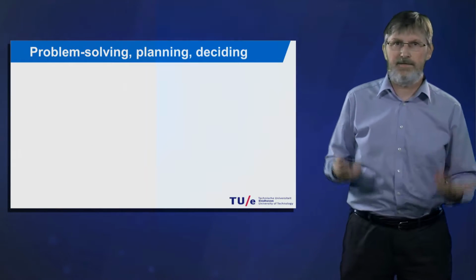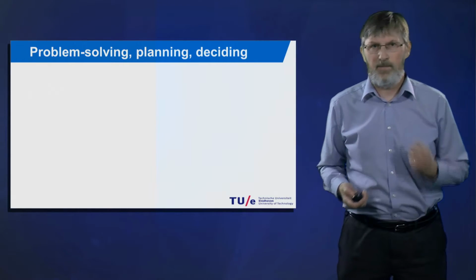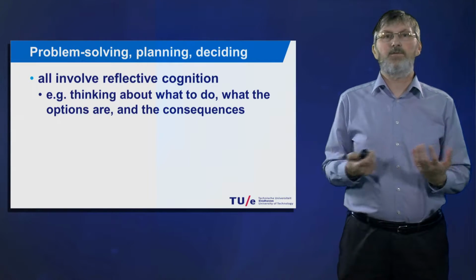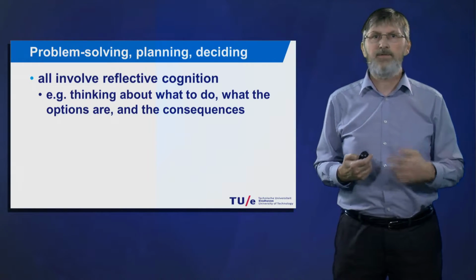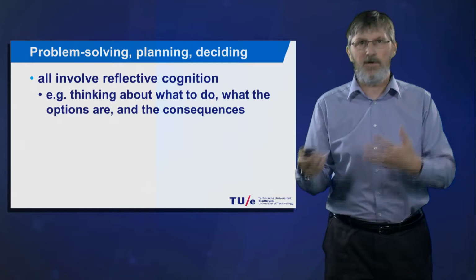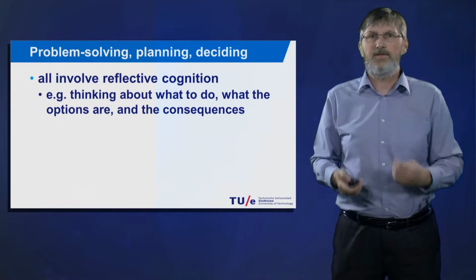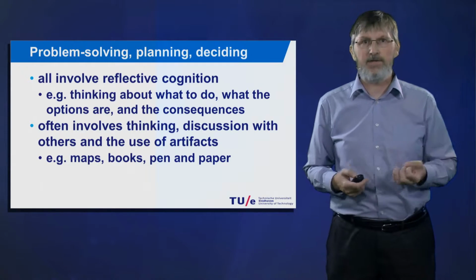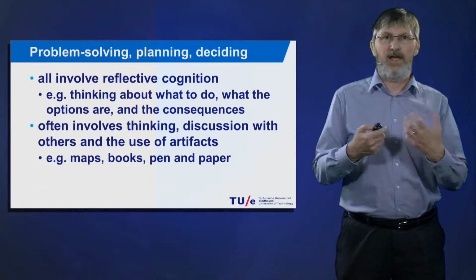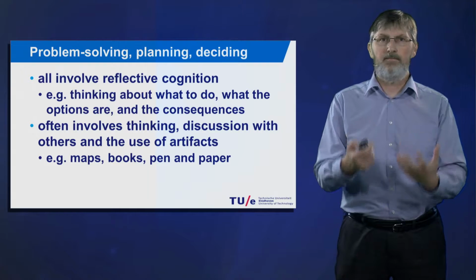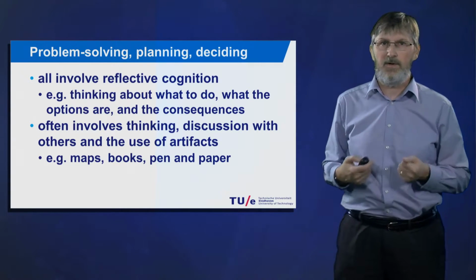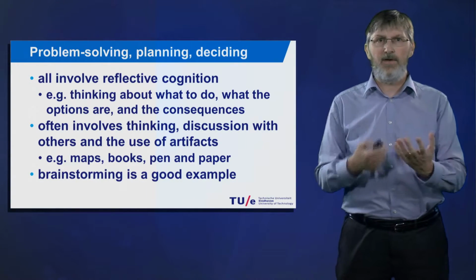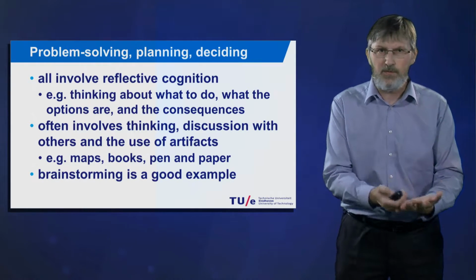Problem solving, planning, deciding, decision-making is a more complex area, which involves what we call reflective cognition. We have to think about what to do. We have to consider our different options and consequences and try to find an optimal solution. Now, this thinking, discussing with others, and using artifacts will help us do that. We can create mind maps, as we will see. We can take notes and use books and pen and paper. Brainstorming is a good example of the use of tools to support that.